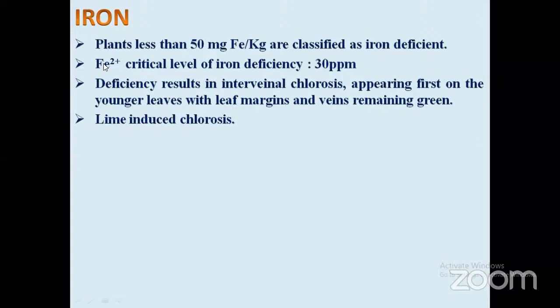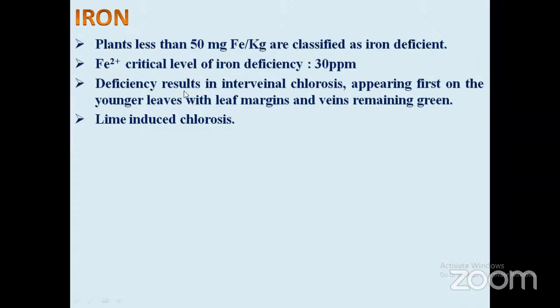So this is saying that if Fe2+, this ferrous, is less than 30 ppm, then it is deficient in the plant. This one is not for ferric actually, this is for total iron, ferrous and ferric both. So if total iron content is less than 50 ppm, then it is iron deficient. And if it is asking specifically about ferrous, and it is less than 30 ppm, then it is iron deficient.